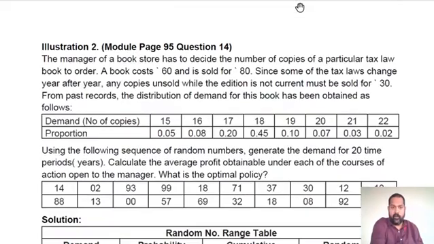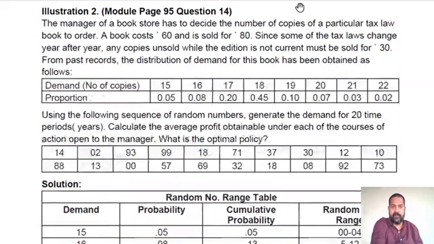The question that I want to do is question number 2. In your module, it is page 95, question number 14. What does the question read? The question reads as: the manager of a bookstore has to decide the number of copies of a particular tax law book to be ordered.